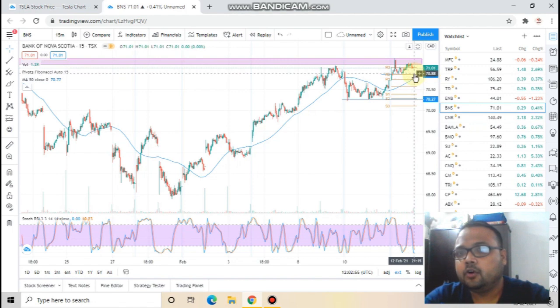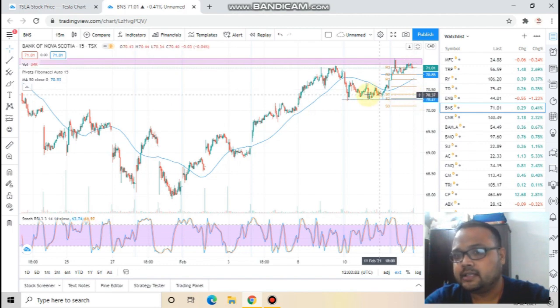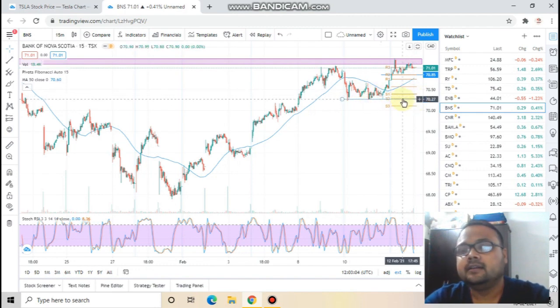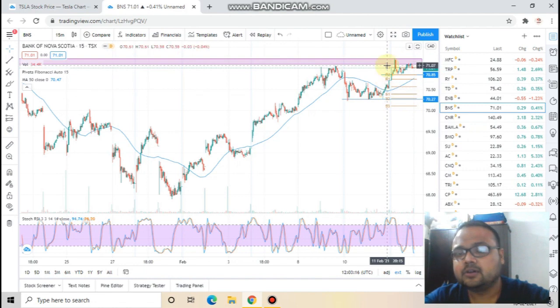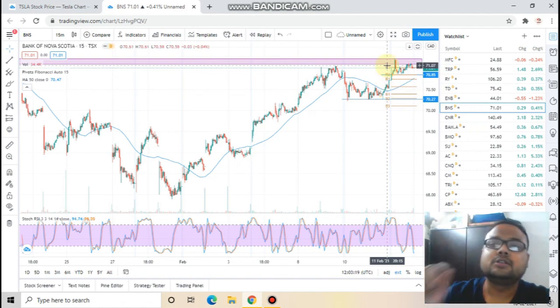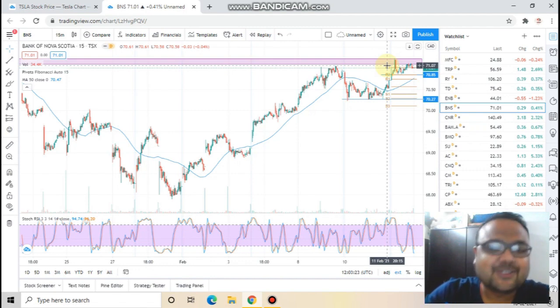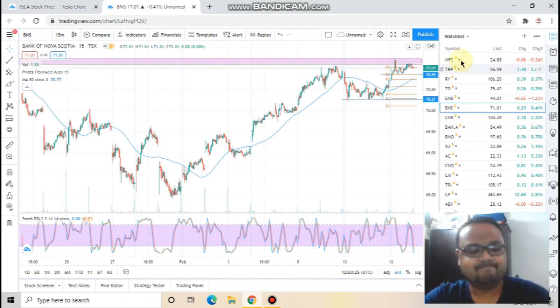And if it opens gap down and reaches the 70.2 level, I'm talking about the support level, this particular level, then this is a very good position to buy. But do not forget to get the confirmation with the help of your indicator, candlestick pattern, or whatever. You can mark the levels, or you can just pause the video and take a screenshot. You can also write down the levels, it's up to you.